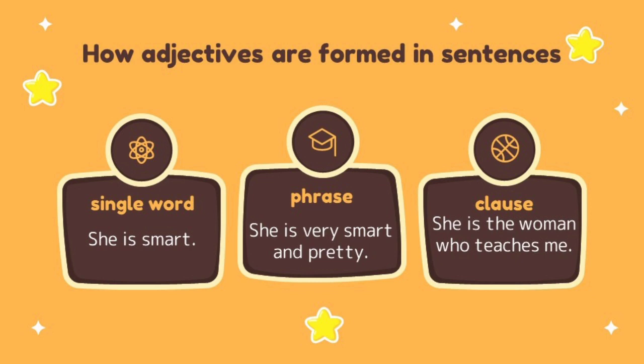In the first sentence, the adjective smart is to describe C. In the second sentence, the phrase very smart and pretty is also used to describe C. While in the third sentence, the clause who teaches me is used to describe the noun the woman.